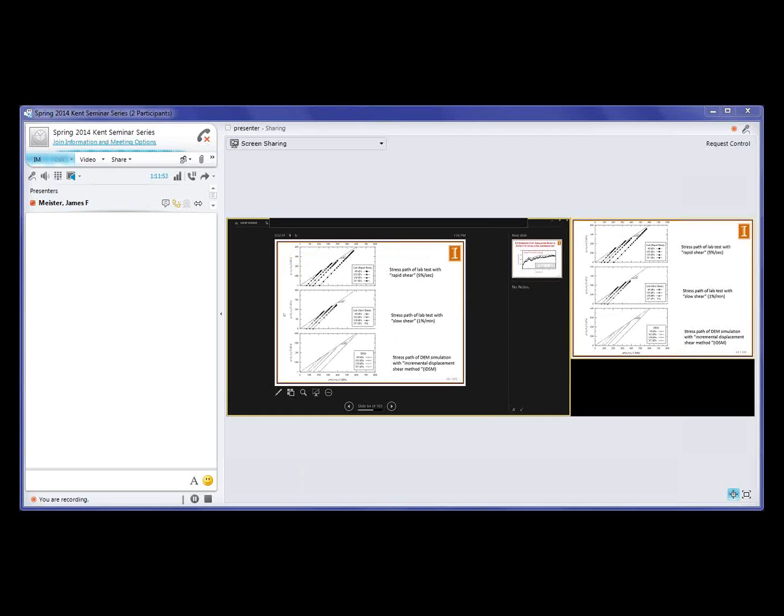Here as we show, from the experiment and also from the DEM simulation, we were able to capture the friction angle of about 42 degrees. It is about the correct range for this kind of material.